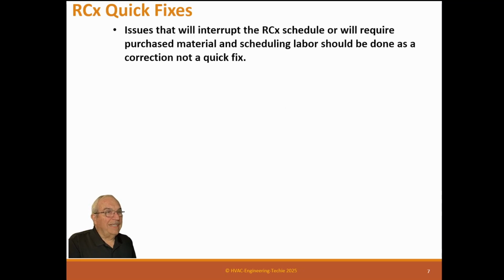Issues that will interrupt the RCx schedule, that will require purchase of material and scheduling labor, should be done as a correction, not a quick fix. So if there's something you have to buy material for, you have to do it unless the owner's doing it. If the owner's doing it, then he can do that process, and you'll just have to remobilize on the area and do it later.